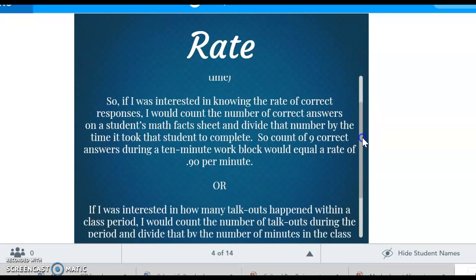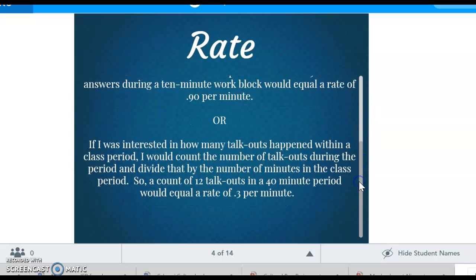Or another example, if I was interested in how many talkouts happened within a class period, I would count the number of talkouts during the period and divide that by the number of minutes in the class period. So a count of 12 talkouts in a 40-minute period would equal a rate of 0.3 per minute.